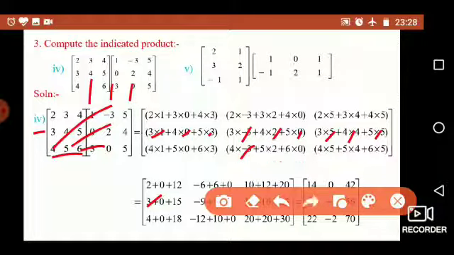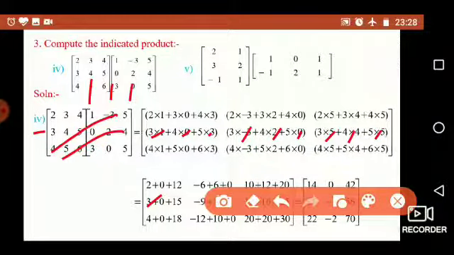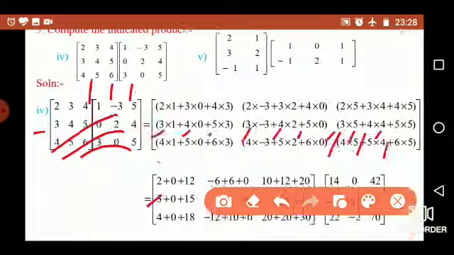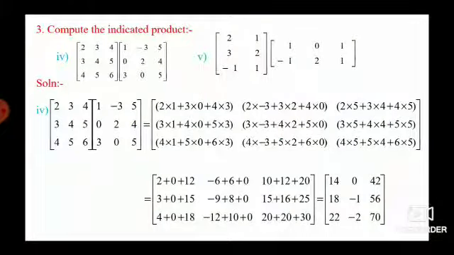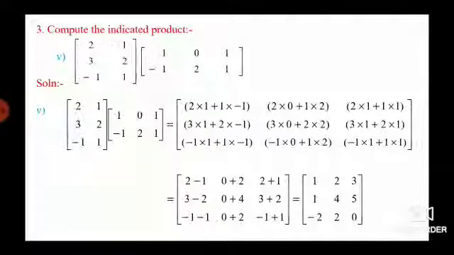And the same row we multiply with the last column elements: 4 5s are 20, 5 4s are 20, and 6 5s are 30. That gives 70. Therefore, the last row elements are 22, minus 2 and 70. Since both matrices are of the same order, the resulting matrix is also of order 3 cross 3.